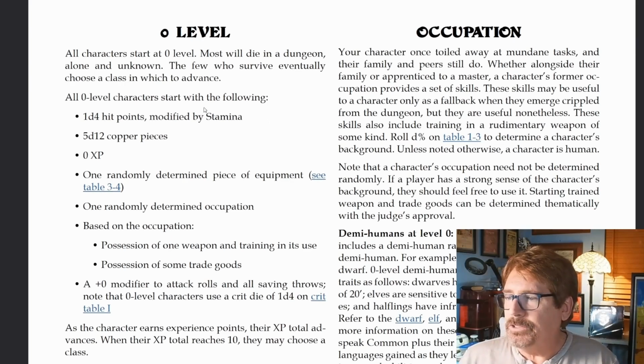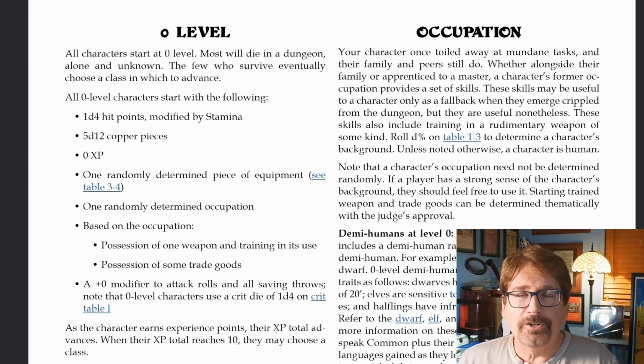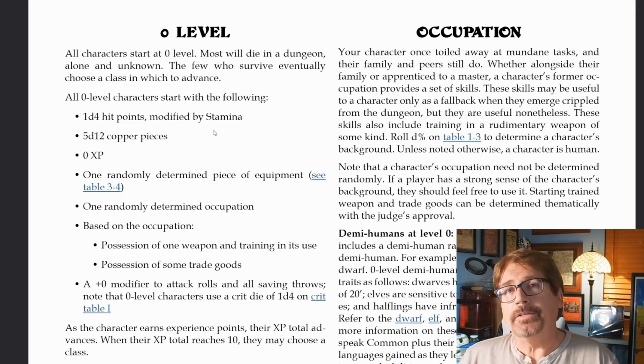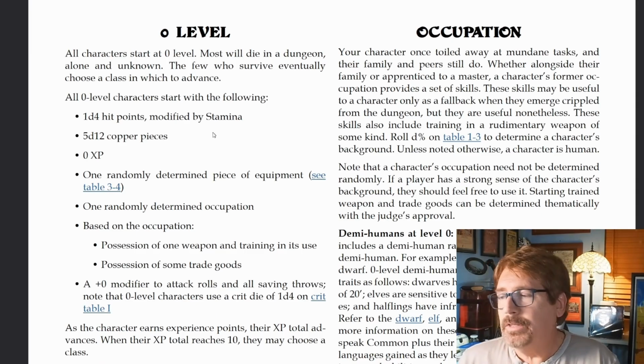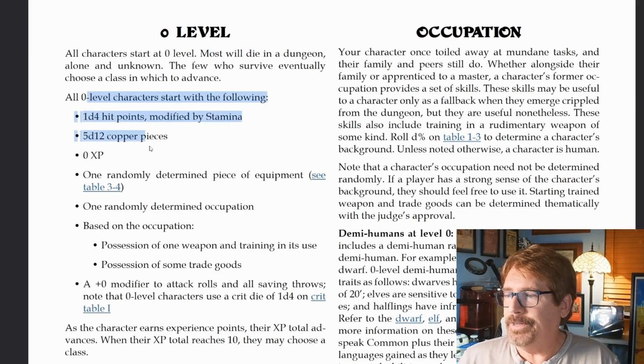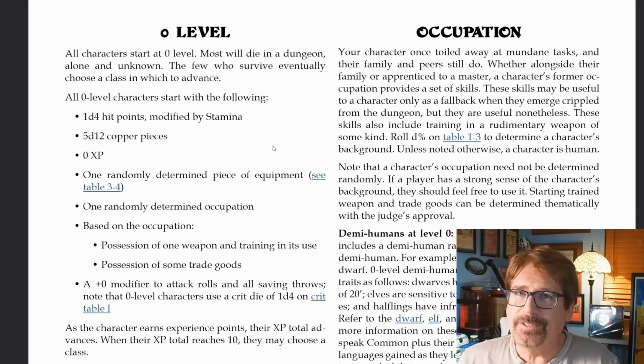At 0 level, this is what you start off with. No matter how you create your character, you could start off with easy generation of equipment, or you could actually have them roll up gold and buy their equipment. But it's faster to have pre-generated equipment for sure if you're trying to get going here, especially with new players.